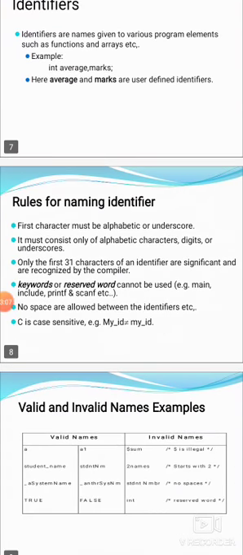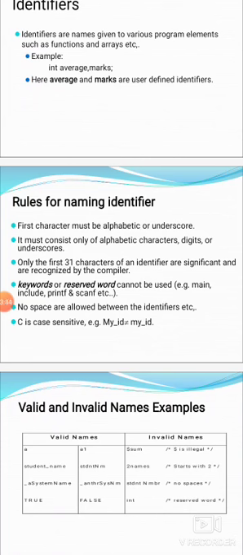Rules for naming identifier. For the identifier, first character must be alphabetic or underscore. It must consist of alphabetic characters, digits, or underscores. Only the first 31 characters of the identifiers are significant and the others are ignored by the compiler. Keywords and reserved words cannot be used, such as main, include, printf, scanf. These are the keywords that cannot be used for naming the identifier. No spaces are allowed between the identifiers.